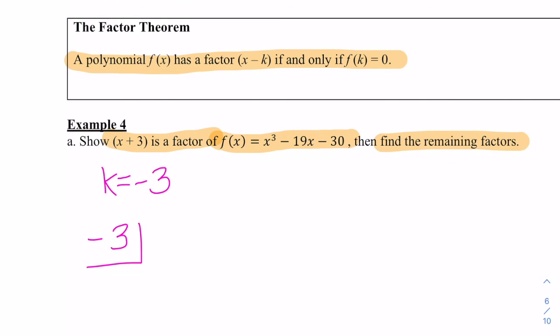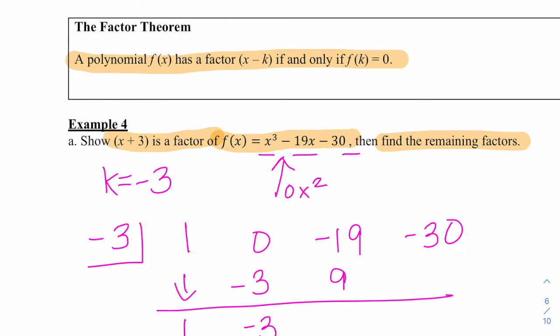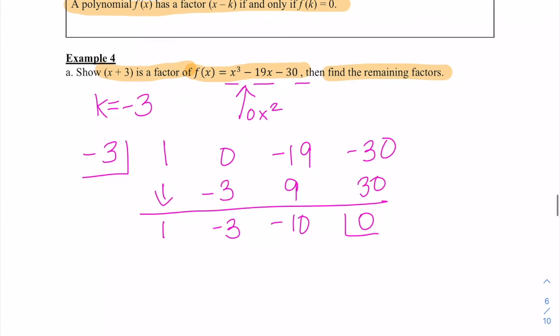I'll put that in the box. Our coefficients are going to be 1, 0, negative 19, negative 30. Don't forget, this was missing an x squared. So I'm going to bring down the 1. This is negative 3. Add going down, multiply, negative 10, positive 30, and yes, the remainder is 0. So since we know that f of negative 3 equals 0, x plus 3 is a factor.